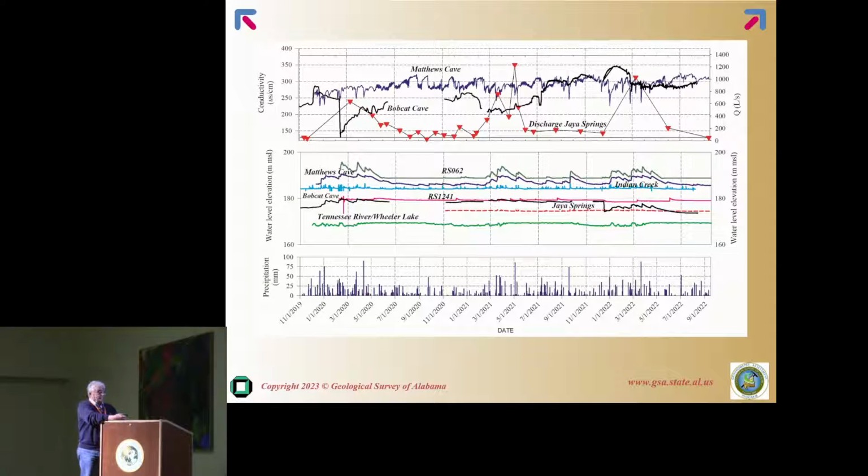With all this data, we generated several graphs. On the top one is conductivity. Here I show on the graph only Matthews Cave, that line, and I show only Bobcat Cave.